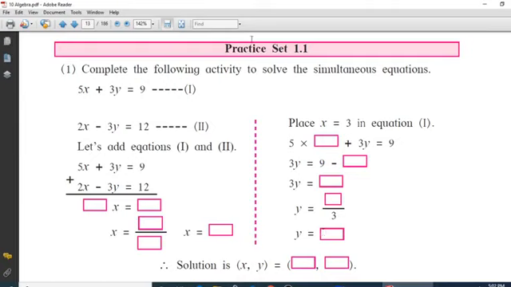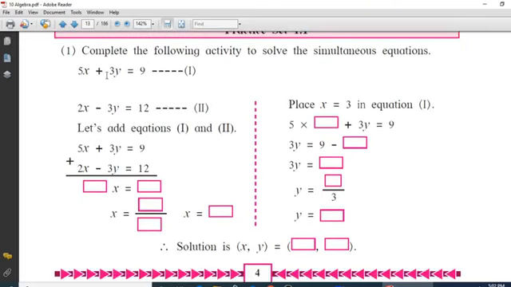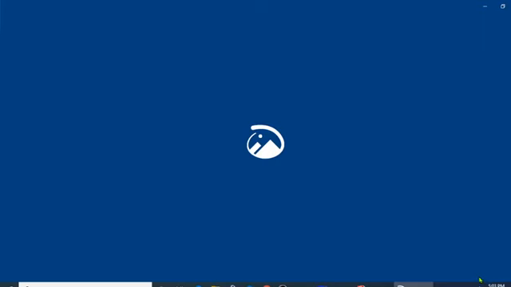This is exercise number 1.1. We're going to solve questions from this practice set number 1, and this is our first question. Complete the following activity to solve the simultaneous equation. This first question is given in the form of an activity, so we will do it here only.